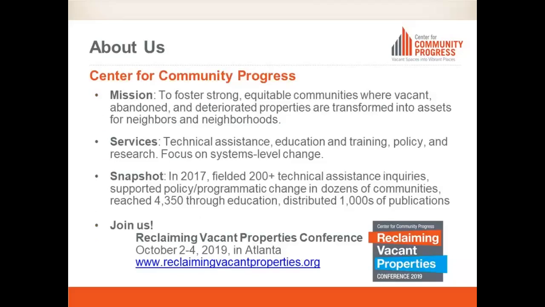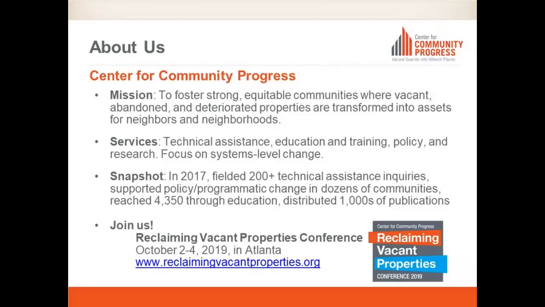So very quickly, I think most of you are familiar with our organization. The Center for Community Progress is the leading national resource in helping local communities first identify and then design solutions to the systemic causes of vacant, abandoned, and deteriorated properties. We do this work really focusing on systems level changes. We bring to this work expertise in data management systems and practices at the local governmental level, as well as housing and building code enforcement systems, delinquent property tax enforcement systems, land banking, and reuse strategies.